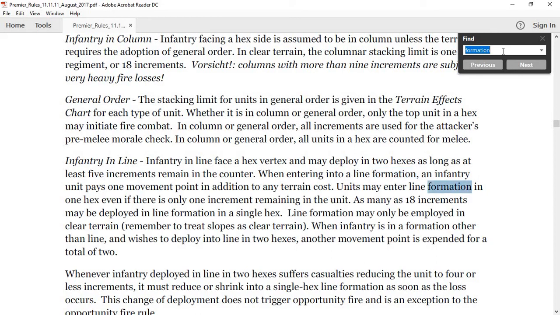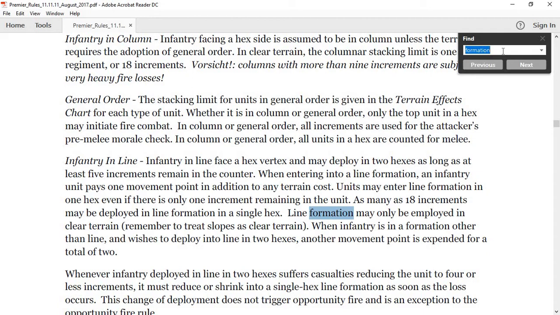Infantry in line. As many as 18 increments may be deployed in line formation in a single hex. That's very dense. Line formation may only be employed in clear terrain. I was missing this, or I just hadn't gotten to this yet. I need to remember this in my own playing. Remember to treat slopes as clear terrain. And then in La Bataille de Ligny, are the cultivated hexes treated as clear terrain in this sense or not?